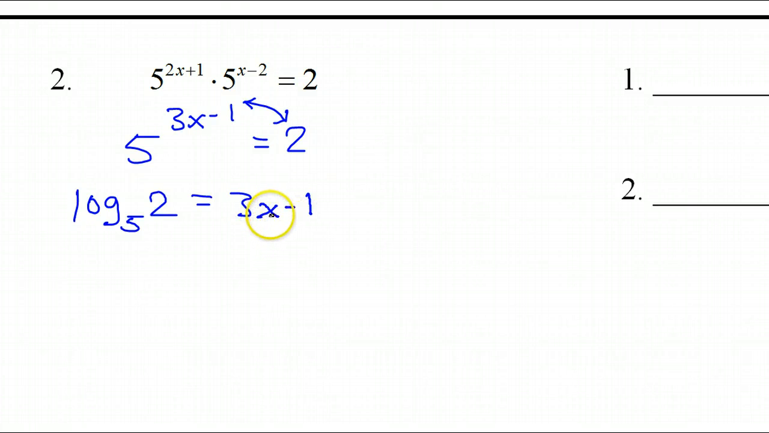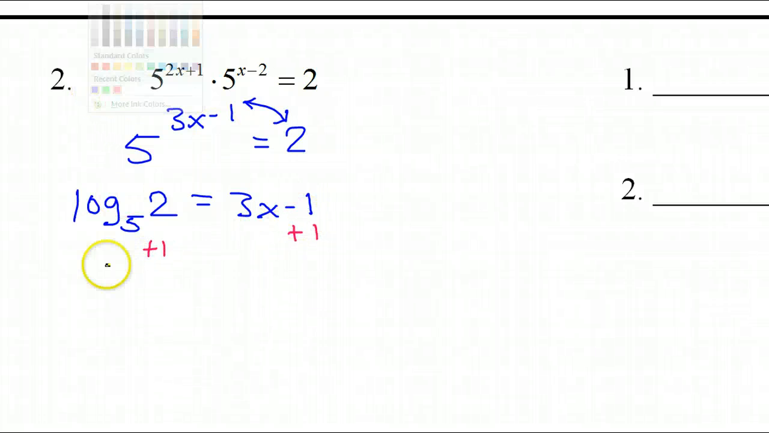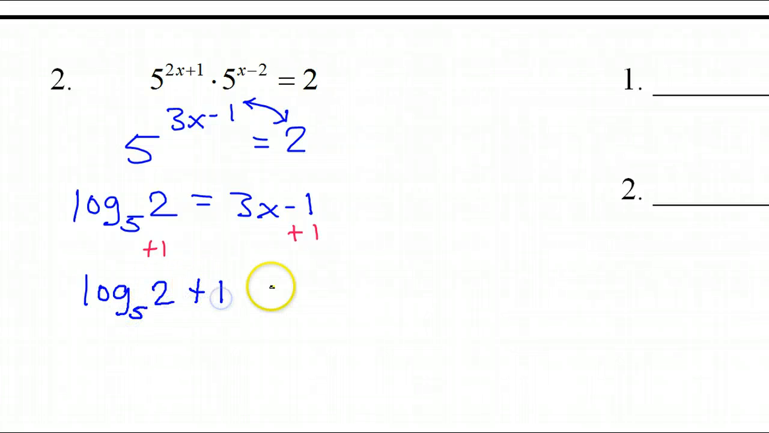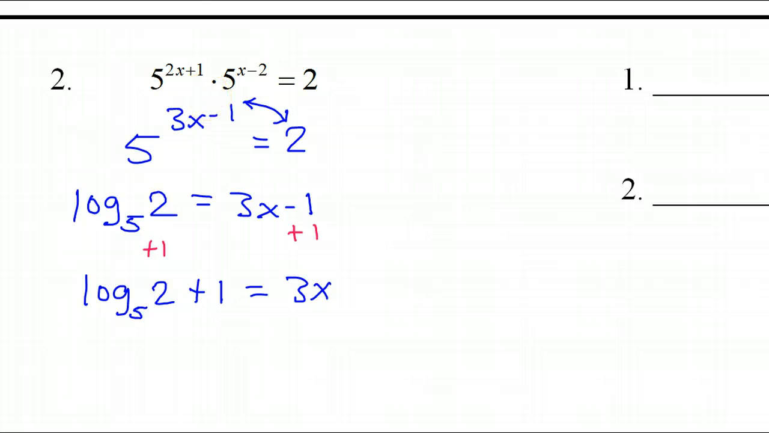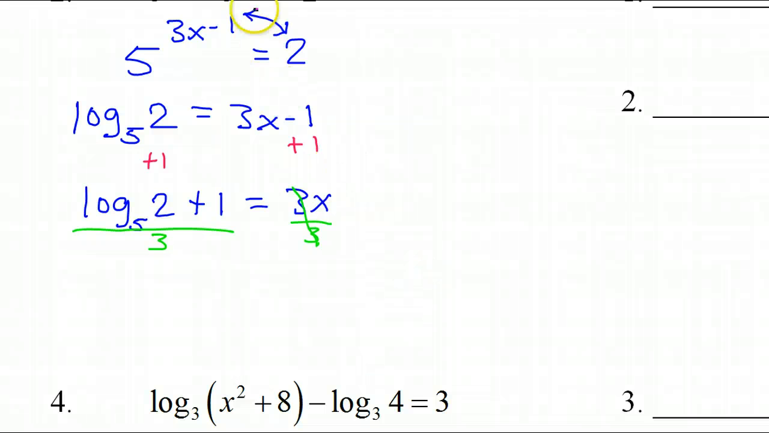Alright, so we just need to get x by itself. So we've got to keep working. Let's add 1 to both sides. So that's going to give me log base 5 of 2 plus 1. Alright, you can't add these and make 3. You just got to leave it on the end. Is equal to 3x. Now we have to divide by 3, to get rid of the 3. So, got to divide everything by 3. So those 3's cancel out. So that's going to have x by itself.